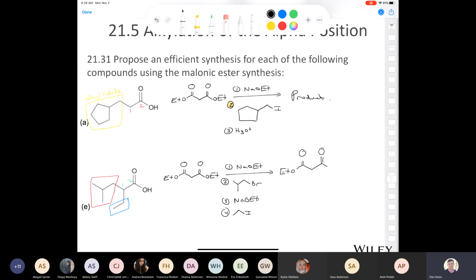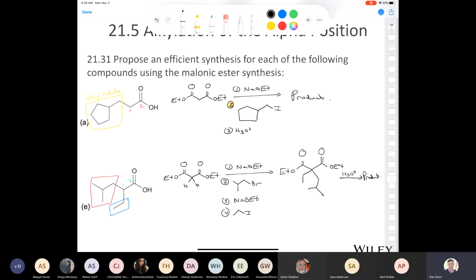Here's my diethyl malonate, but now instead of the 2 hydrogens, what am I going to have? I'm going to have an ethyl group on one side, and I'm going to have this group on the other side, like that. Okay, so what's the last step going to be? It's going to be to treat that with aqueous acid, and we end up with our product, like that. All right, so we had an ethyl and an isobutyl group, and there you go. Hydrolyze it, and bada boom, you're off to the races, my friend.